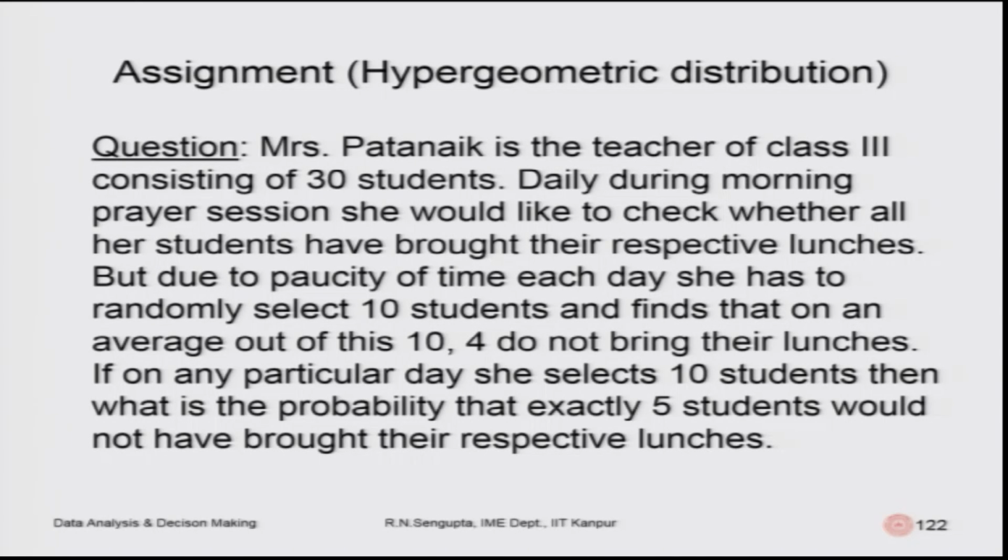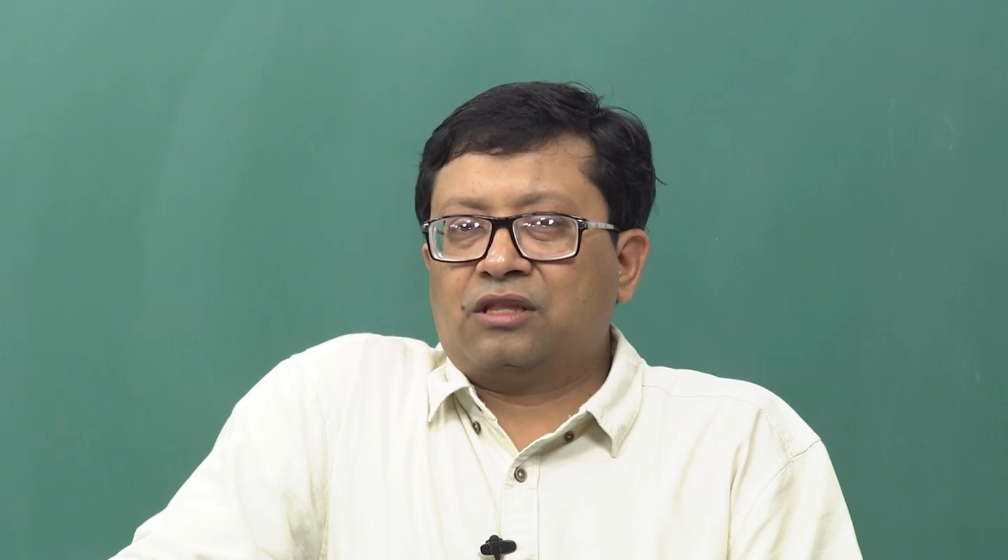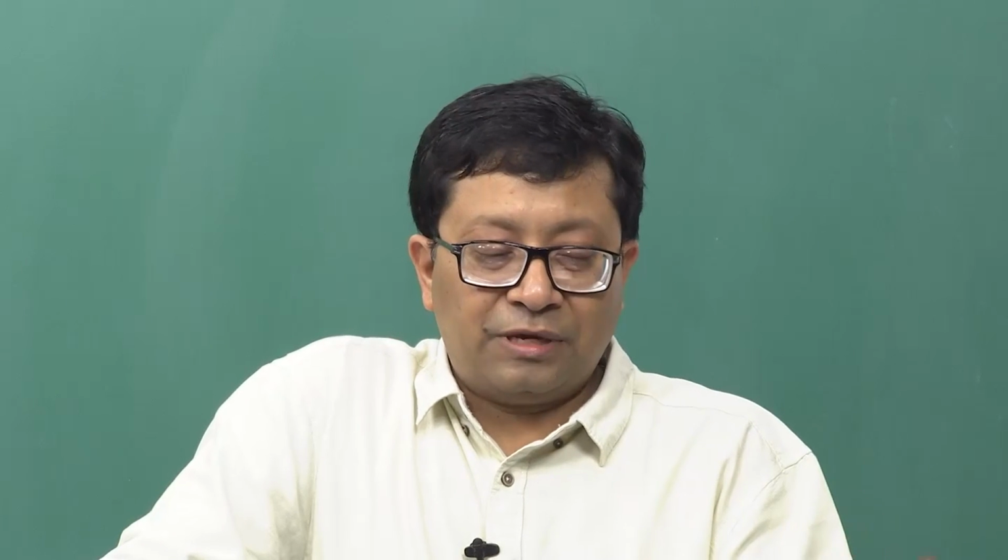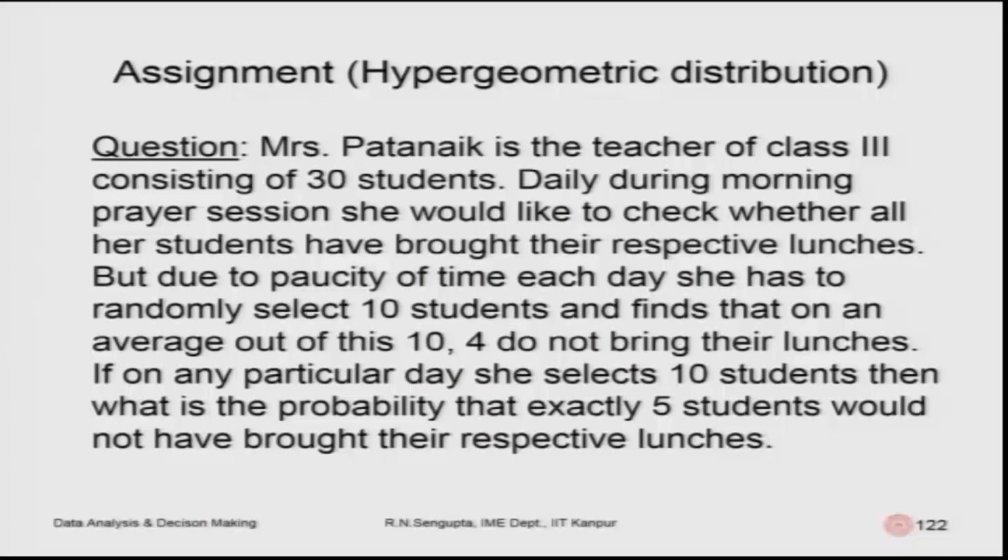So, obviously, she picks up the students accordingly and finds. So, the total number of students is 30. So, capital N is 30, small n is 10, and as per the information given, 4 do not bring their lunch boxes and 6 bring. So, obviously, 4 would be utilized to find that p is 4 by 10 and q would be 6 by 10.